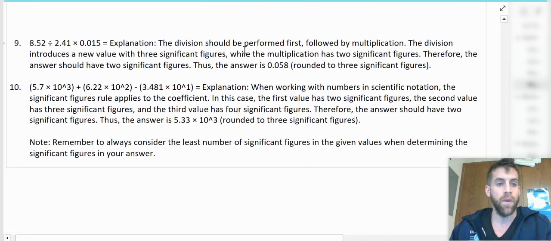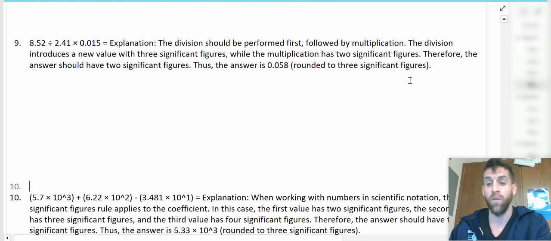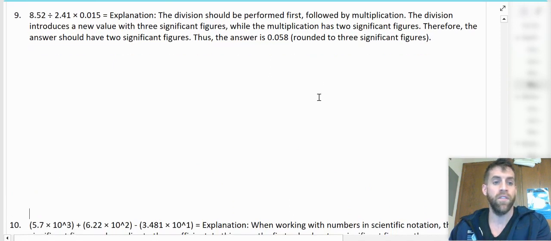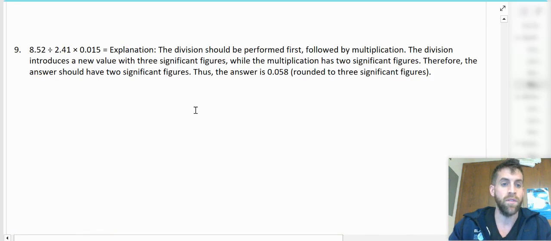Okay. Let's look at this problem here. It looks like we got a difficult one coming up here. Okay, we have 8.52 divided by 2.41 times 0.015. Okay, the division should be performed first, followed by the multiplication. The division introduces a new value with 3 significant figures, while the multiplication has 2 significant figures. Therefore, the answer should have 2 significant figures. Thus, the answer is 0.058, rounded to 3 significant figures.